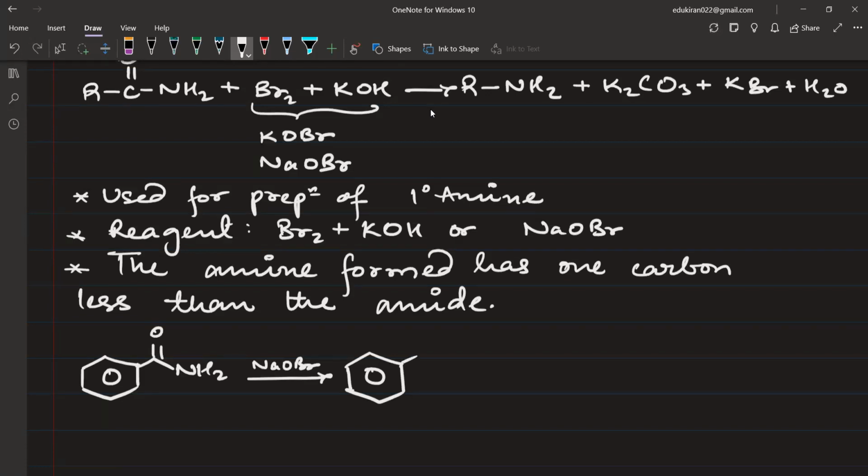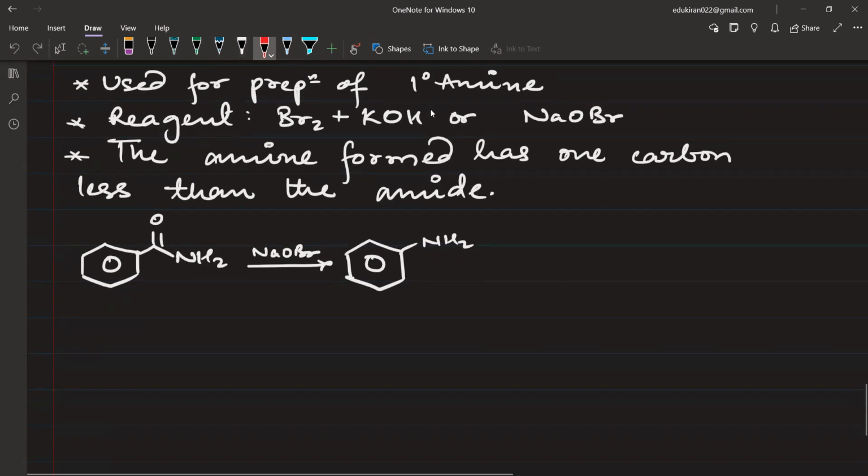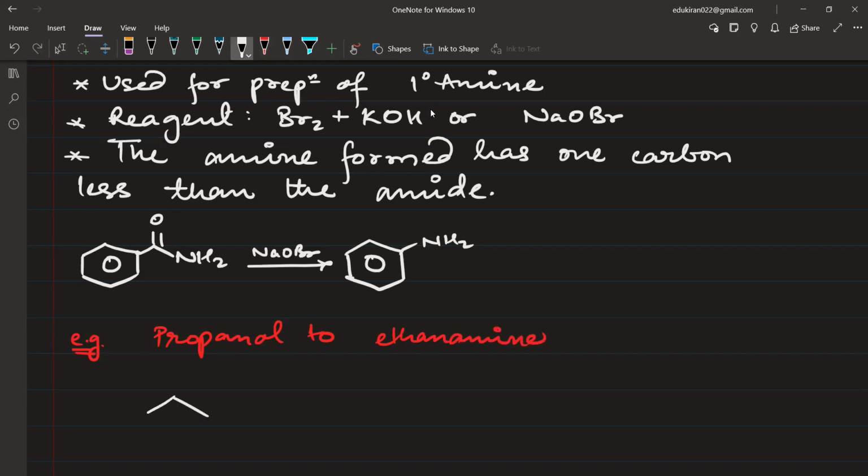These types of reactions are important if you have a conversion like this. You have to go from propanol to ethanamine. That means we have to go from 3 carbon atoms with OH to 2 carbon atoms with NH2. So whenever you have one carbon less, write Hoffman bromamide degradation.